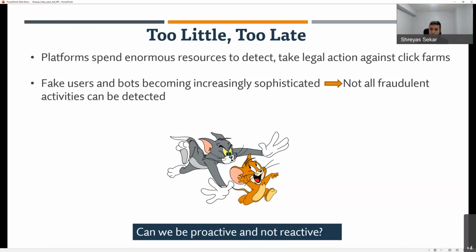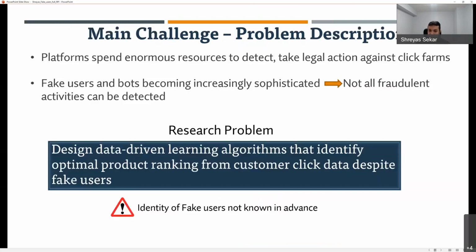So in particular, I want to pose the following question. Instead of just reacting to the fake users, or instead of playing whack-a-mole, can we really be proactive and try to come up with a different approach to tackle fake reviews or fake clicks and so on and so forth? Okay, so that's going to be the fundamental question that drives this work. And let me formalize this using the language of robust optimization.